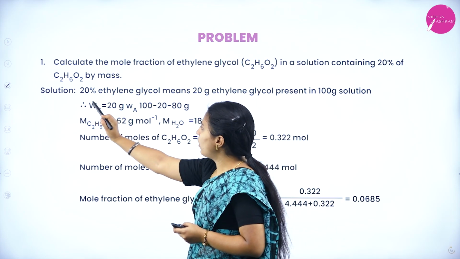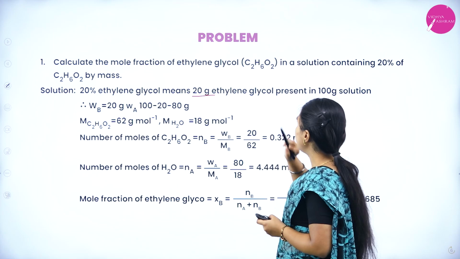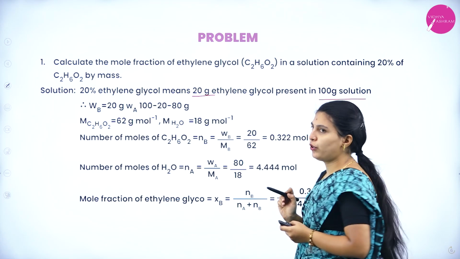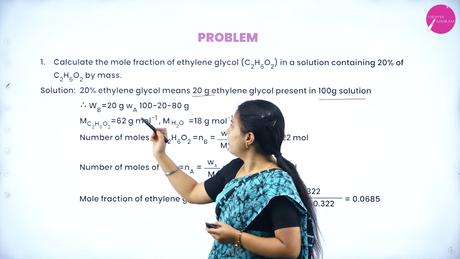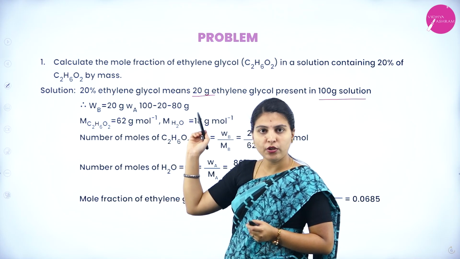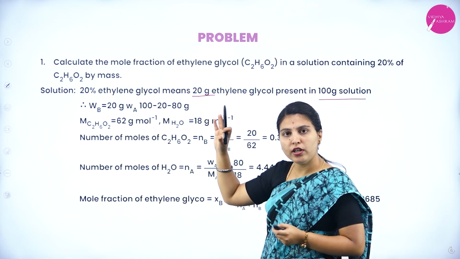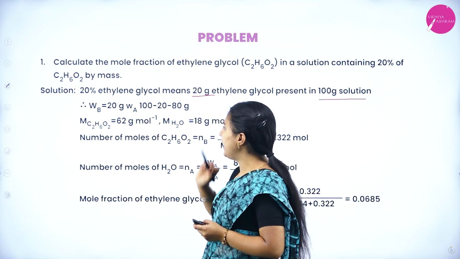Here we will see now, 20% of ethylene glycol means 20 gram ethylene glycol present in 100 gram of solution. Okay, 20% means 20 in 100. So WB will be 20 gram. WA, they have not given, so you have to subtract from the overall given mass. So 100 minus 20, 80 gram.